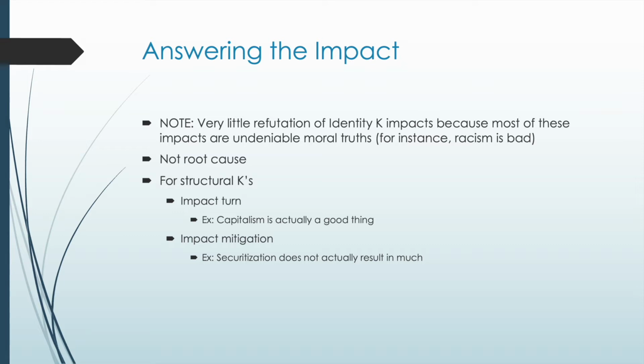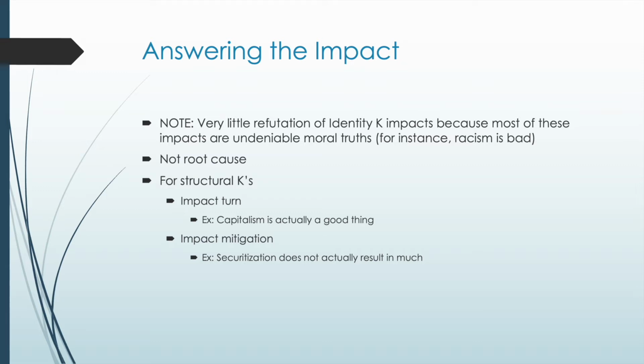When it comes to those types of Ks, there's very little debate that happens on the impact level because the impacts of those types of Ks are often undeniable moral truth. Things like racism is bad simply should not be refuted. So a lot of times when it comes to identity Ks, the impact debate is pretty light. The only type of argument that you can kind of make against an identity K impact is that it's not a root cause.